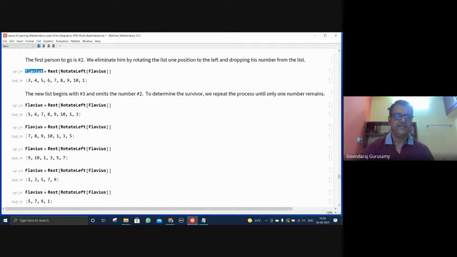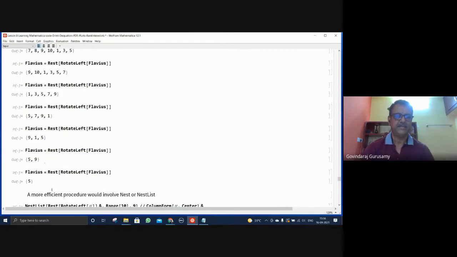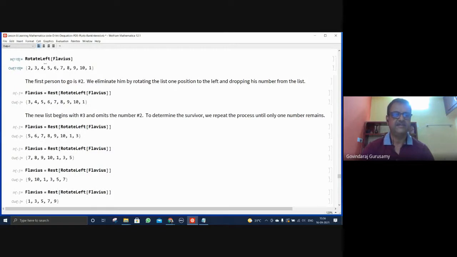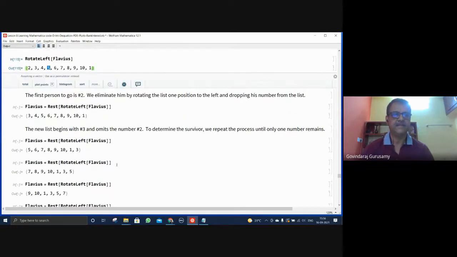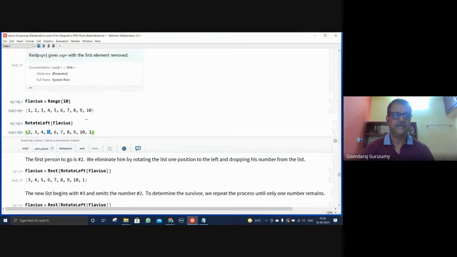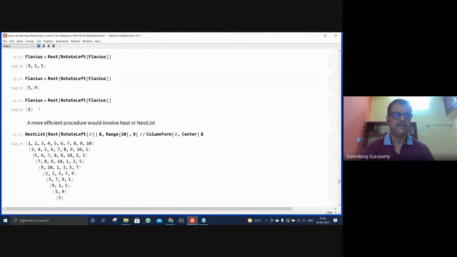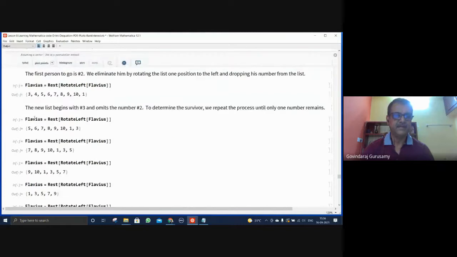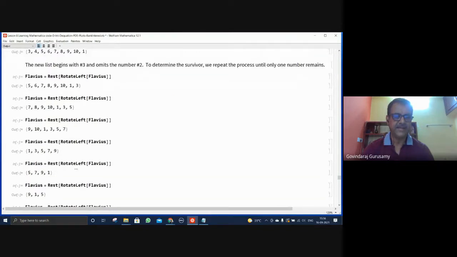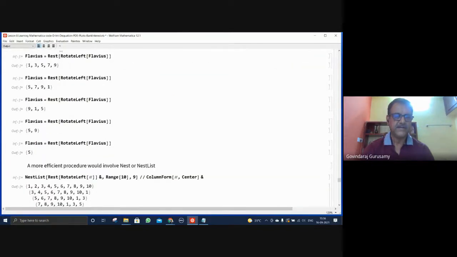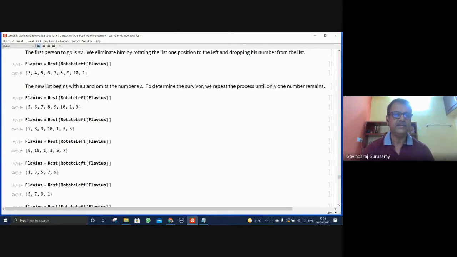Repeat it for the next. At the end, you find the fellow who's left is the survivor, the list 5. This fellow is the survivor. That's what's happening. You put them in this order, 1 to 10. That's the survivor. So every time this is redefined, that has been taken and operated again. You don't want to do this again and again.